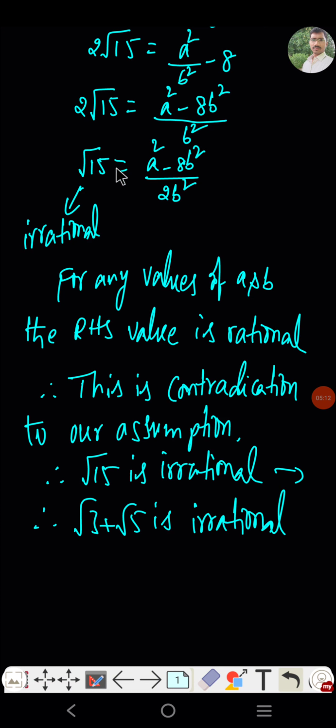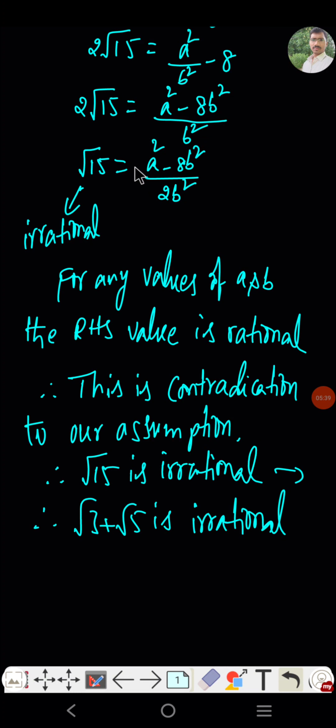So that means here in the LHS root 15 is there, that is the irrational number only, because 15 is not a perfect square. But the RHS value, we can substitute any integer value in the place of a and b. The RHS must be a rational number only. So rational and irrational are not equal, both are always not equal, but here they are equal. So that's why it is contradiction to our assumption.